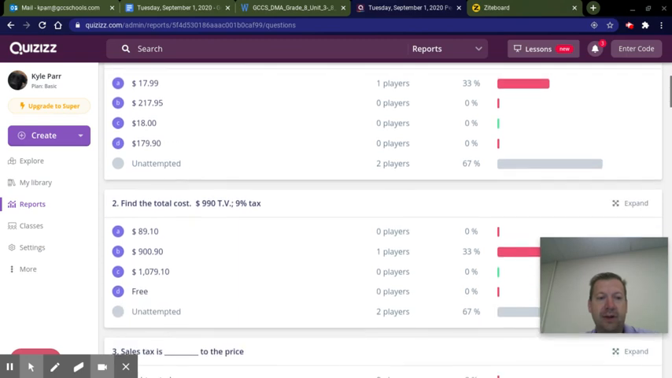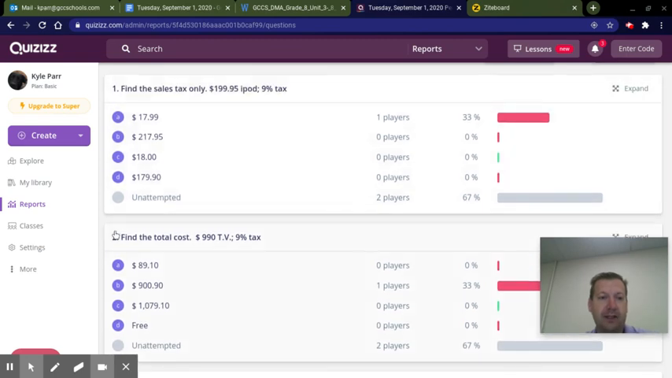So 199 times 0.09 is what you would do. It's the same on this one down here, except on question 2, you have to pay attention to the words. And it says find the total cost. So you need to do 990 times 0.09 and then add that amount back to 990. You could also take 990 times 1.09, and it's only one step that way. That's the way that I would encourage to do it.